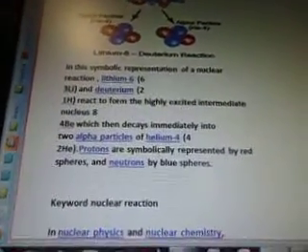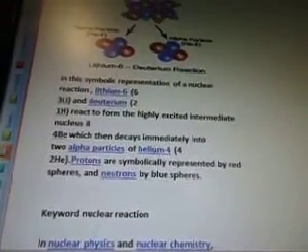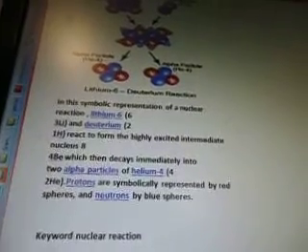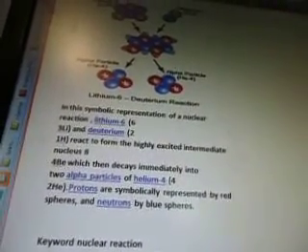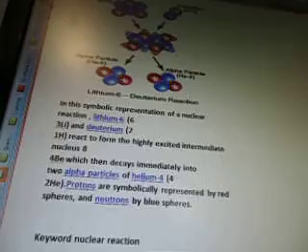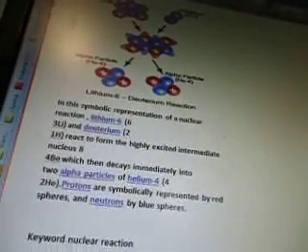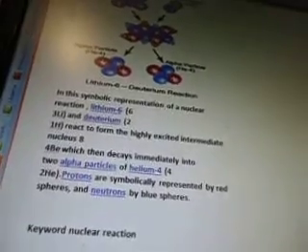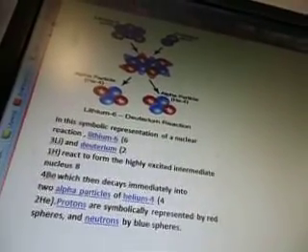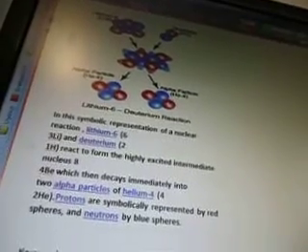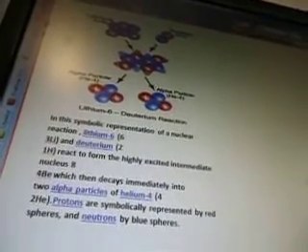Lithium-6, deuterium reaction. In this symbolic representation of a nuclear reaction, lithium-6 and deuterium react to form the highly excited intermediate nucleus beryllium-8, which then decays immediately into 2 alpha particles of helium-4. Protons are symbolically represented by red spheres and neutrons by blue spheres.